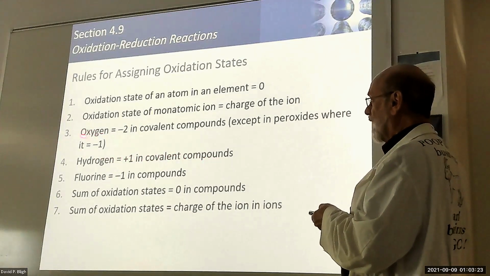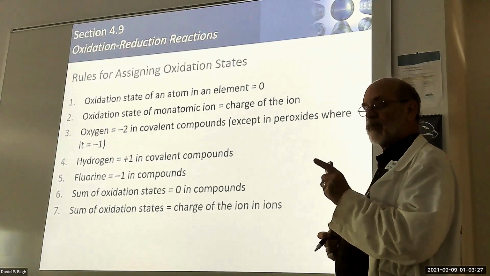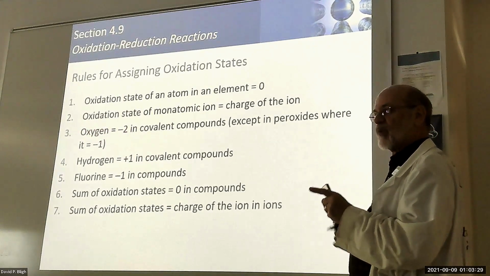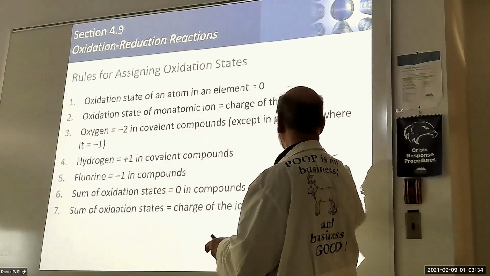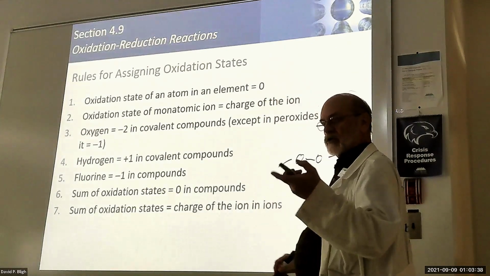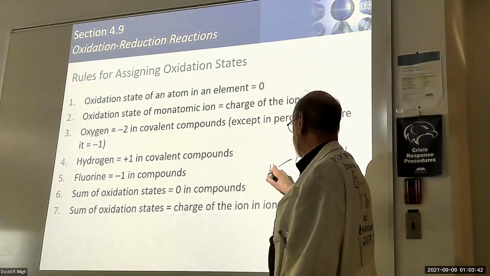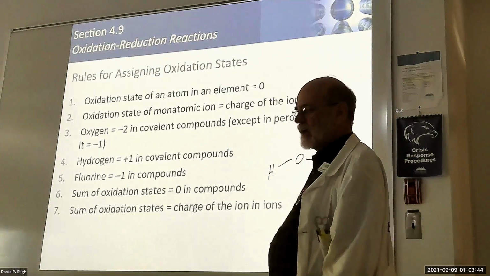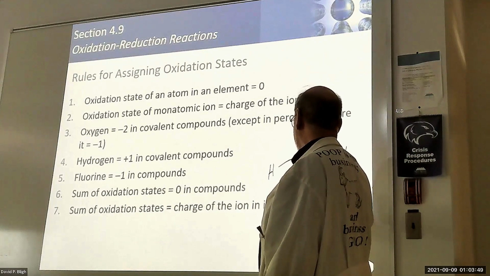Oxygen is -2 everywhere except when it's a peroxide. So what's a peroxide? You have 2 oxygens put together and then something else out here. That's a peroxide. On your medicine shelf, you've got hydrogen peroxide. Actually, in your medicine cabinet, it's 3% by volume.